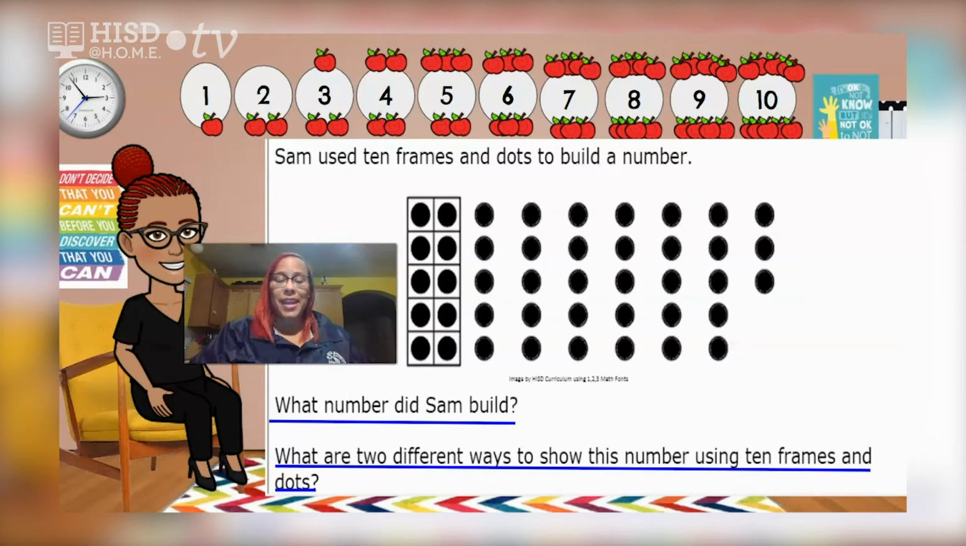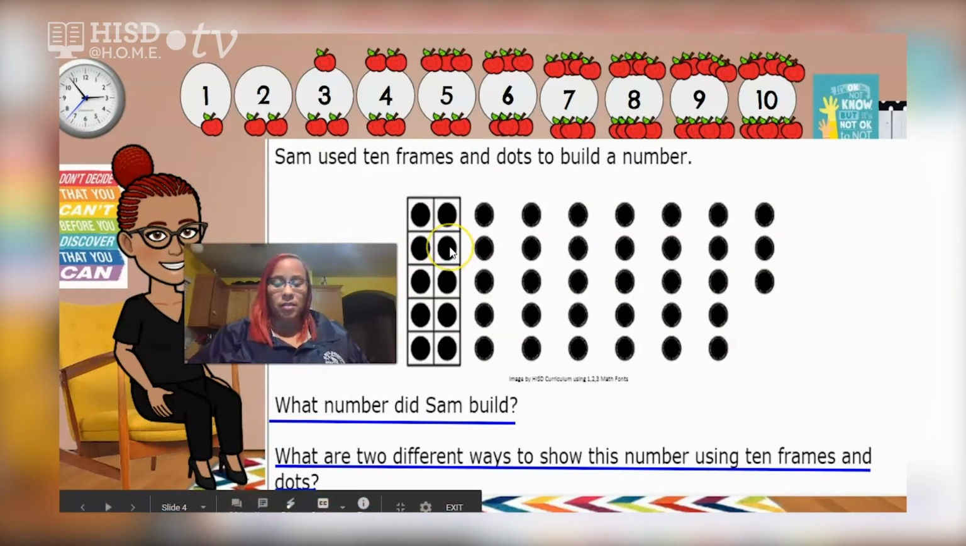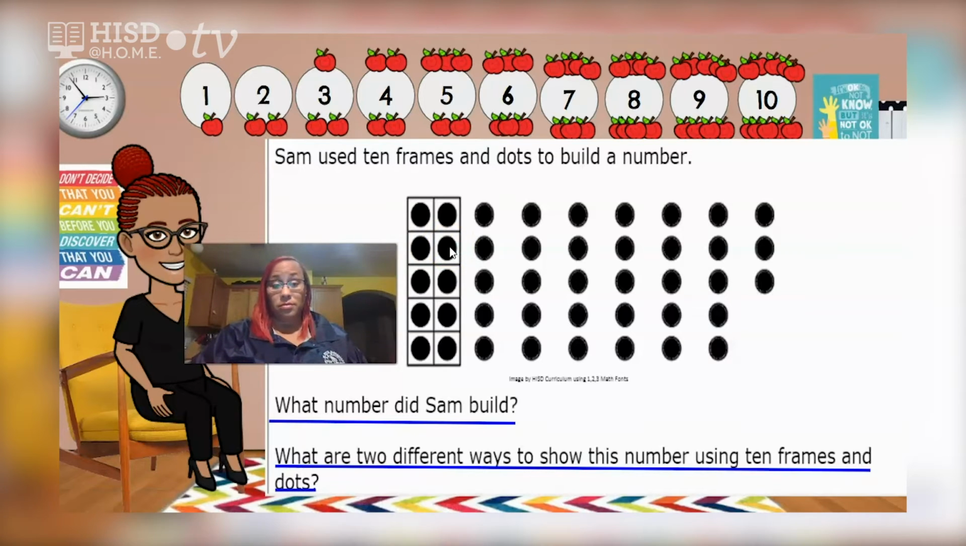So now that we know what we're looking for, let's take a look at what we have. How many 10 frames did he use to start? That's correct. He only used 1. So here we have 1 10. But how many ones is this? A lot. Let's count them together. Are you ready, mathematicians? Take a deep breath in. Let it out.